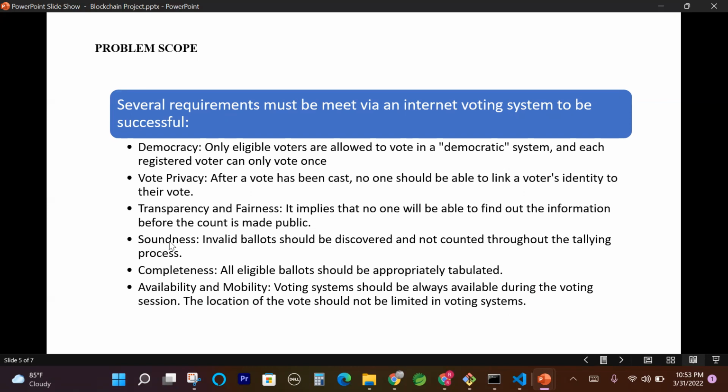Another requirement is soundness. We have to find the invalid ballots and not count them when we do the final counting. Another thing is completeness. All eligible ballots should be appropriately tabulated. And last, availability and mobility. The voting system should always be available during the voting sessions. The location of the voter should not be limited in voting systems.